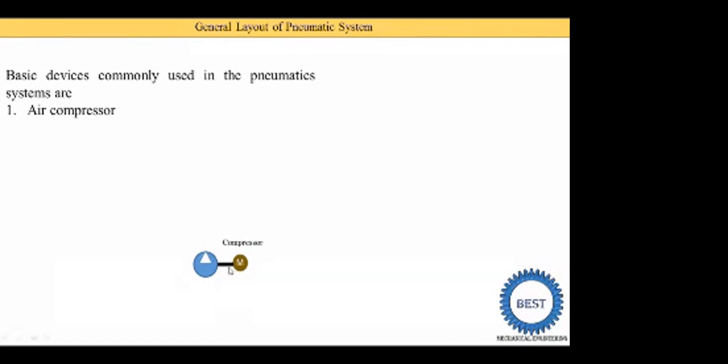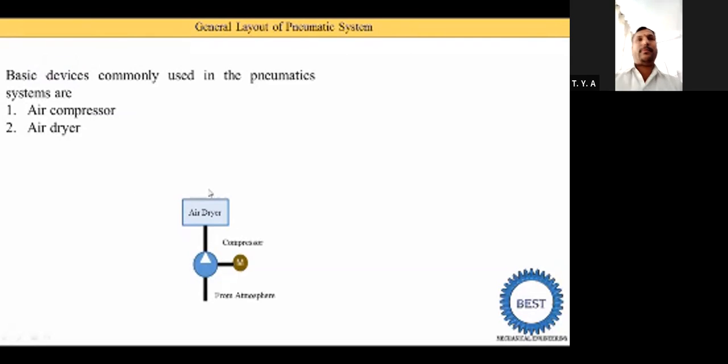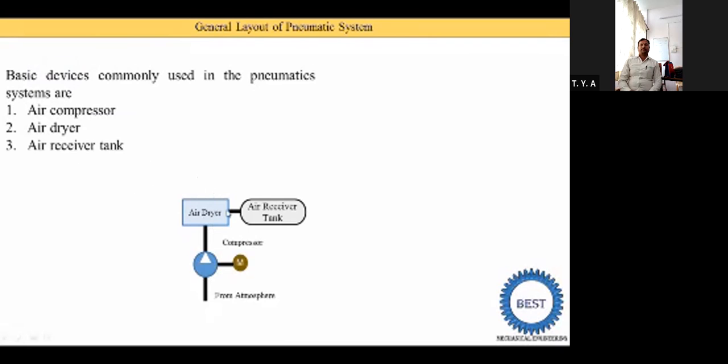This compressor is run by a prime mover or a motor. It takes air from the atmosphere and increases its pressure, then the compressed air is supplied to the air dryer. The second component is the air dryer. In detail we will understand the functions of all the components. Here I just make the list of the components and show how to draw the diagram. So you start drawing the diagram from the compressor. The third component is the air receiver tank. Air from the air dryer is supplied to the air receiver tank.